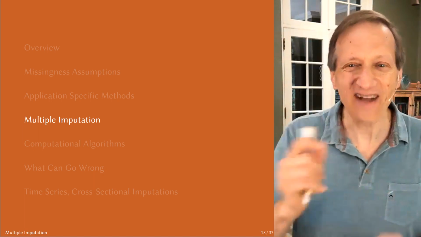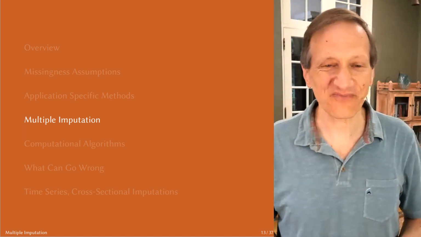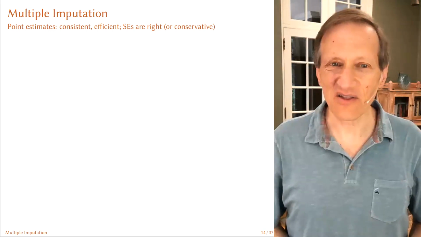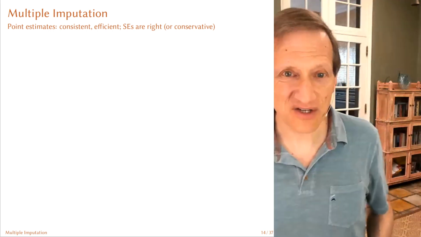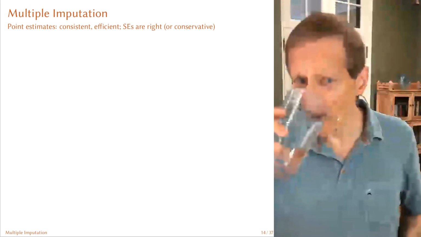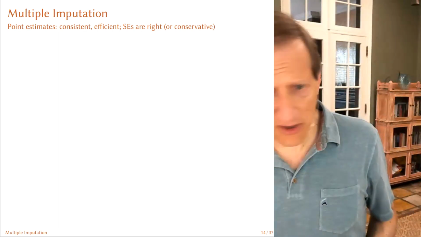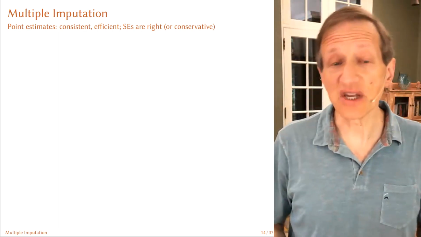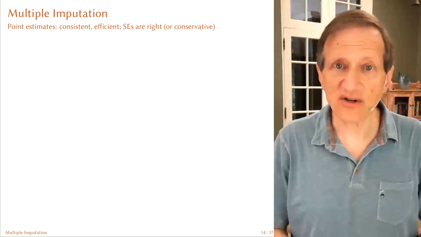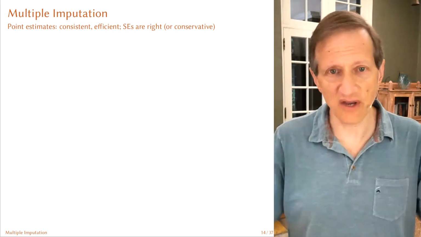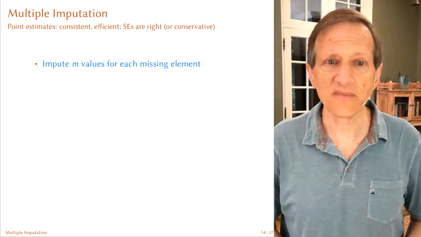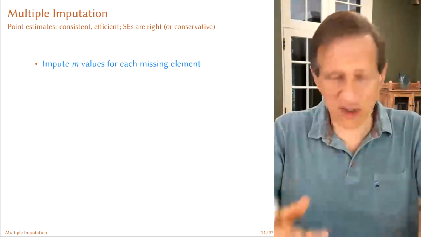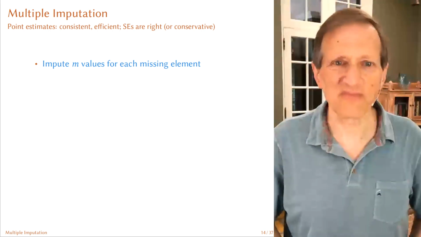Okay, now let's switch to multiple imputation. All right, so here's how it's going to work. The point estimates are going to be statistically consistent. They're going to be efficient. The standard errors are going to be either correct or they're going to be conservative. So they're never going to be anti-conservative, which is the responsibility that we have in science, right?